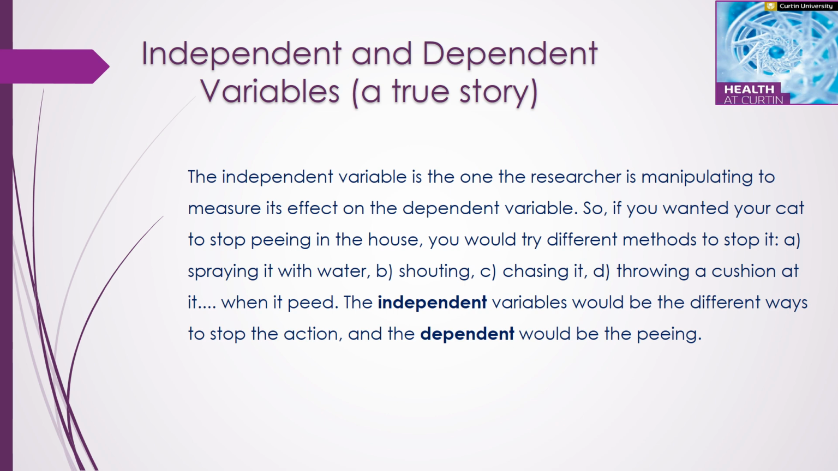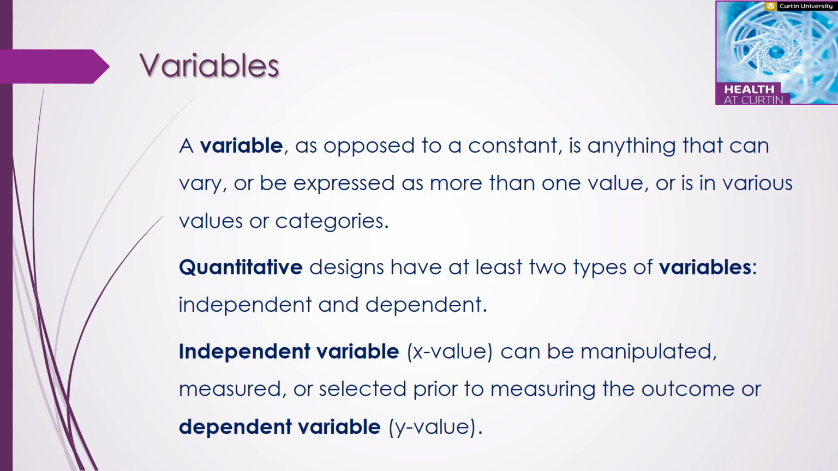For example, if you wanted your cat to stop peeing in the house, you might try spraying it with water, shouting, chasing, or throwing a cushion. These different methods are the independent variables, and the peeing is the dependent variable. A variable is anything that can vary or be expressed in different values or categories, as opposed to a constant.